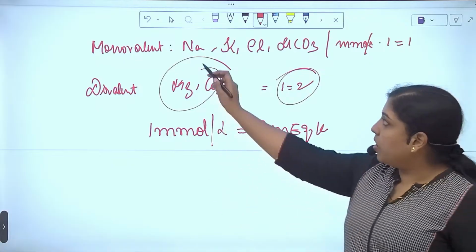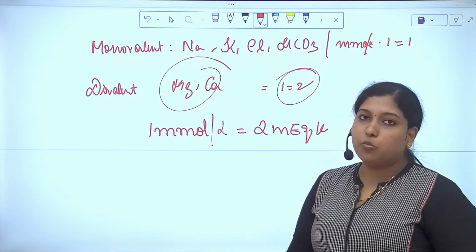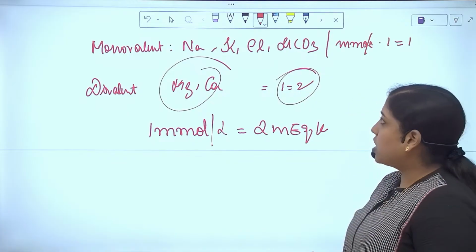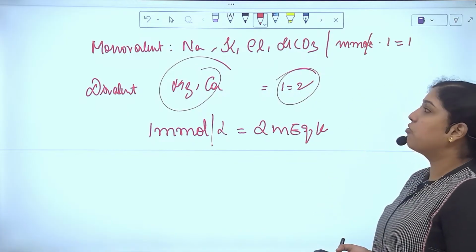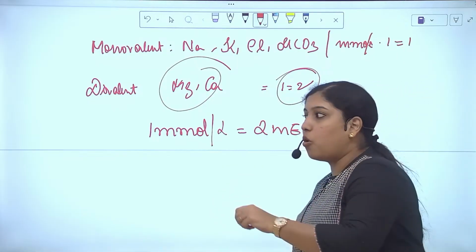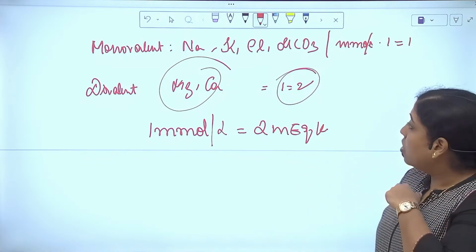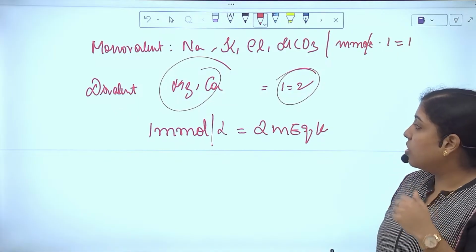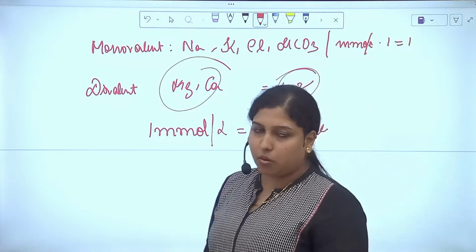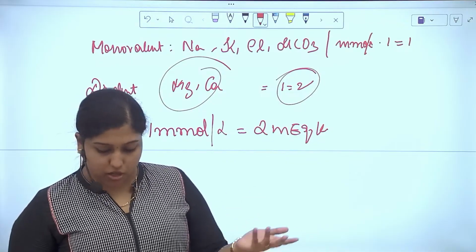Whenever sodium level is 135 to 145 milliequivalent per liter, the millimole per liter value will also be 135 to 145 millimole per liter. For potassium it will be the same, for chloride the same, for HCO3 the same. But for divalent ions, that is basically magnesium and calcium, please keep it in your mind: if values are given in millimole, you have to double the value and calculate. If it is in milliequivalent, you will be very clear about the range.